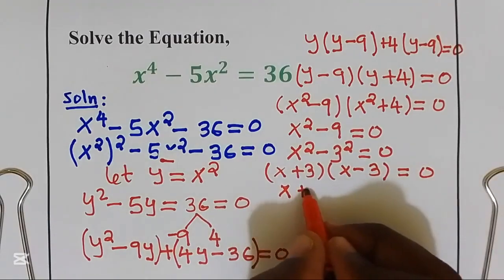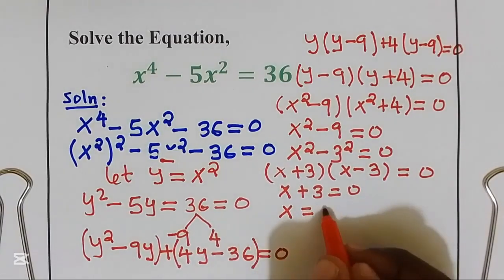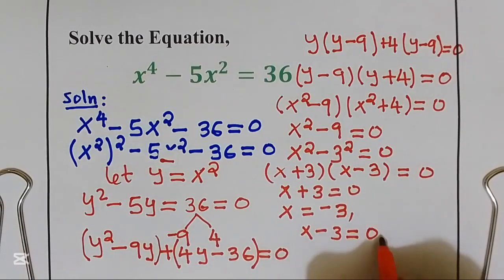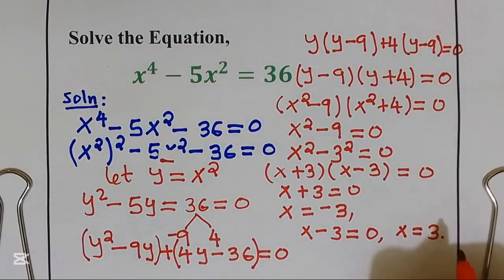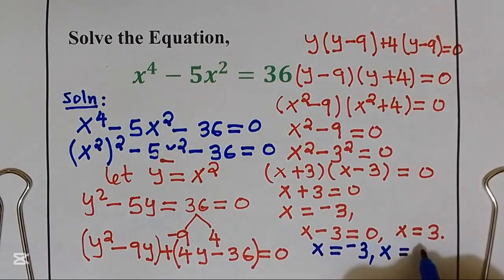X plus 3 is equal to 0 gives us x is equal to minus 3, and x minus 3 is equal to 0 is going to give us x is equal to 3. Already we have two solutions, that is x is equal to minus 3 and x is equal to 3.